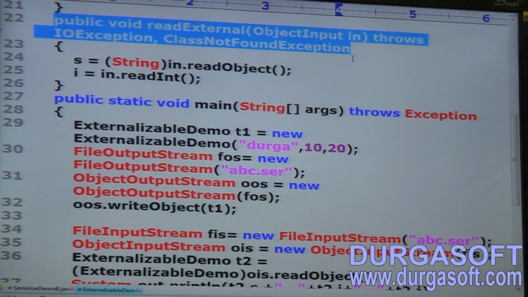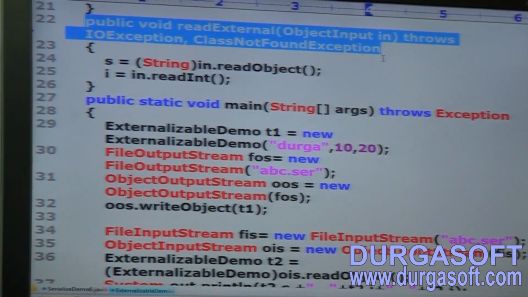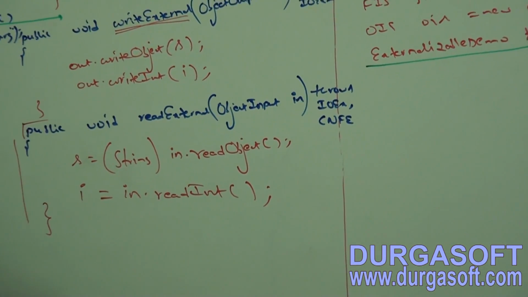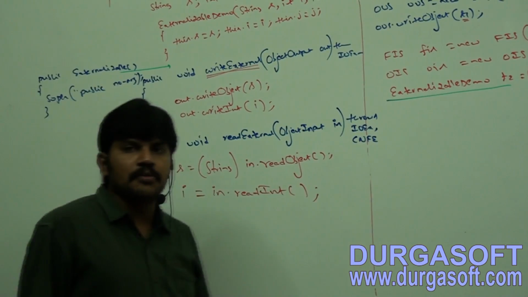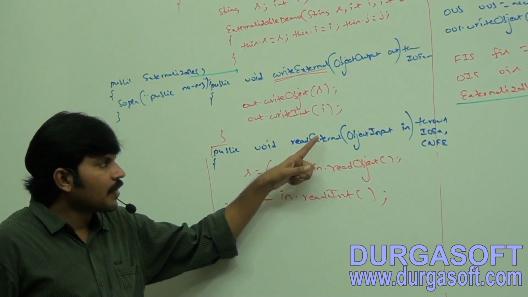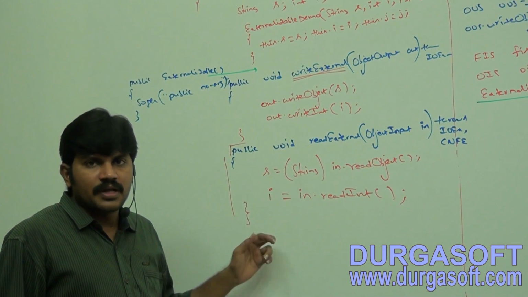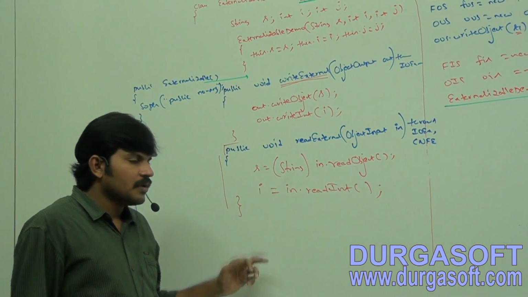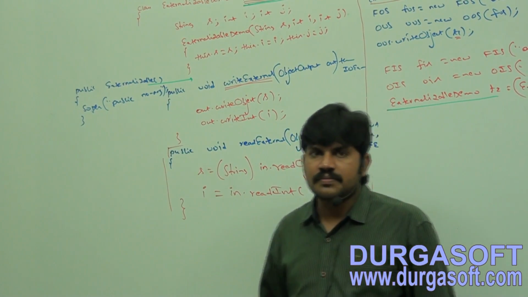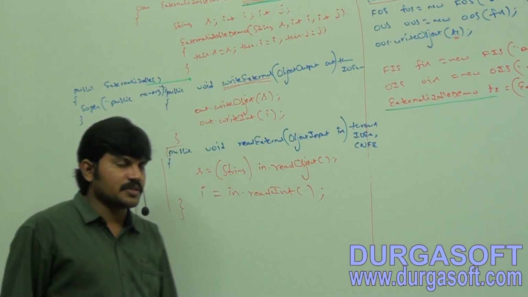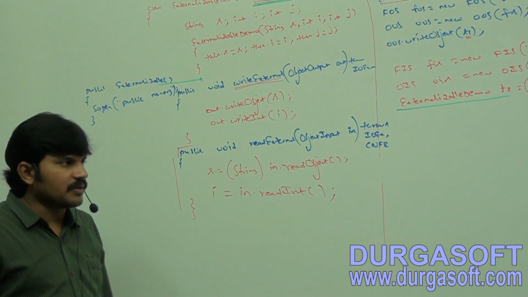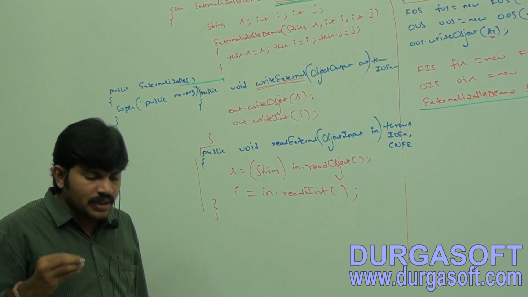Completed, right? Okay, now add. This method will be executed automatically at the time of deserialization. Next, within this method, we have to write code.